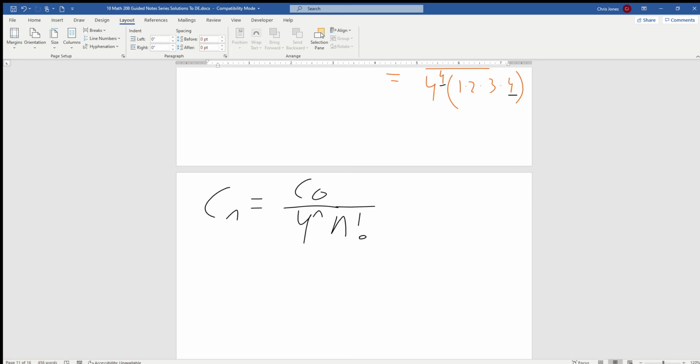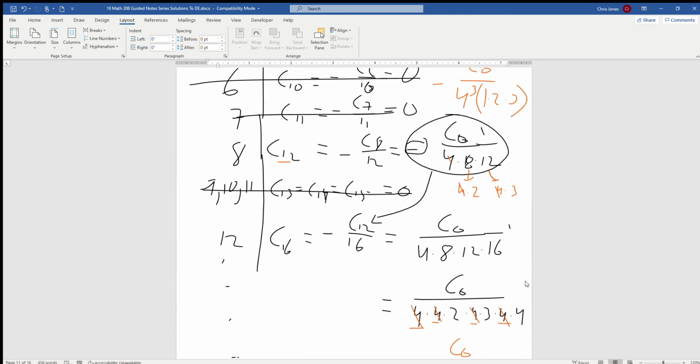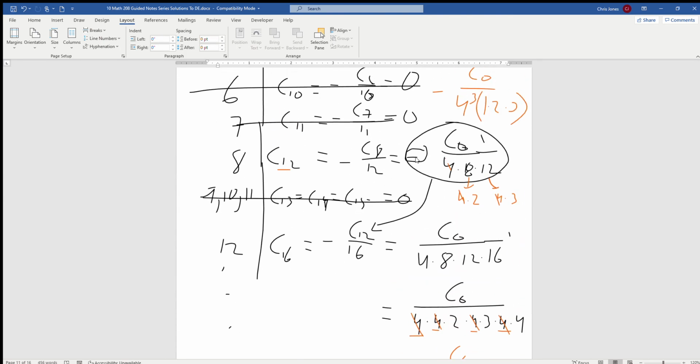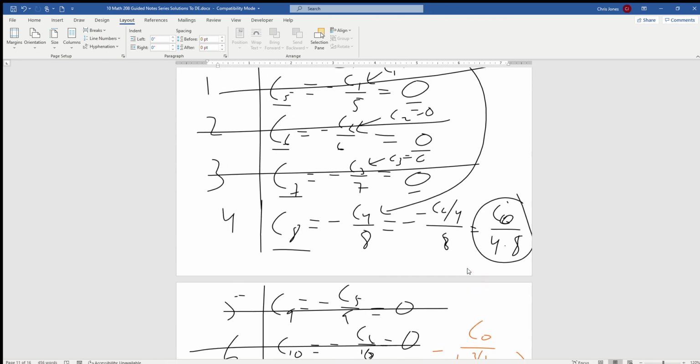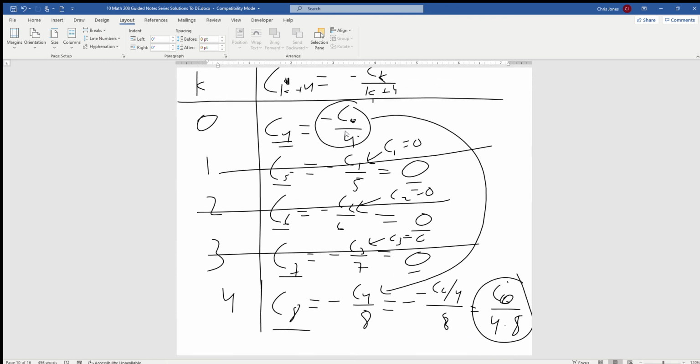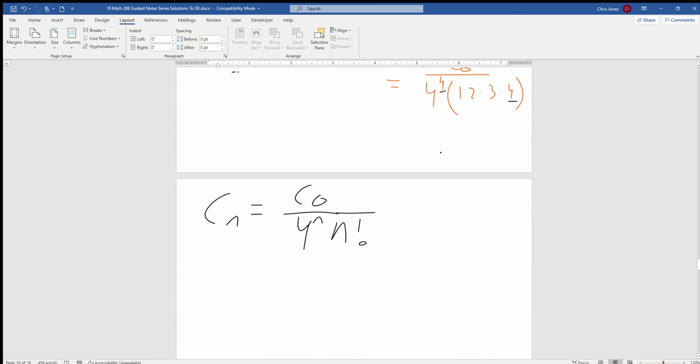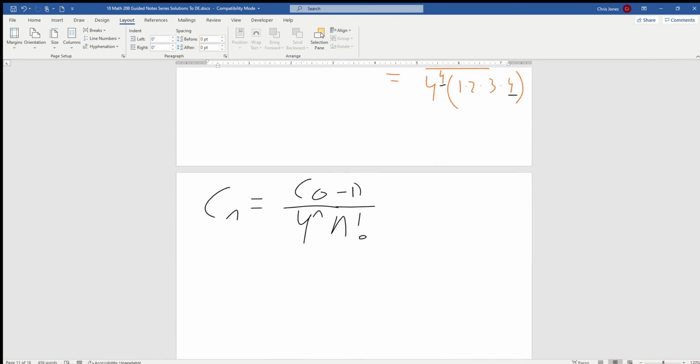There's one other thing that we have to remember. Remember these alternating signs? We had negative and then positive and then positive and negative. It seems like they alternate. And you might remember from Calculus 2 that if you have alternating terms, you just throw in this minus 1 to the n.